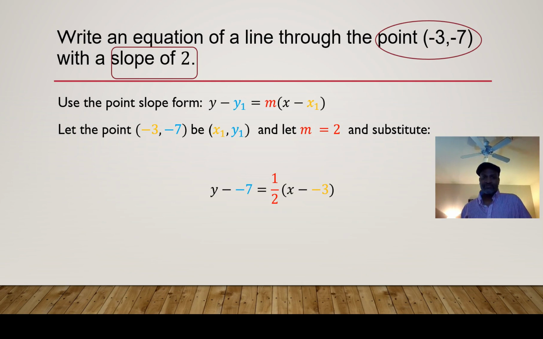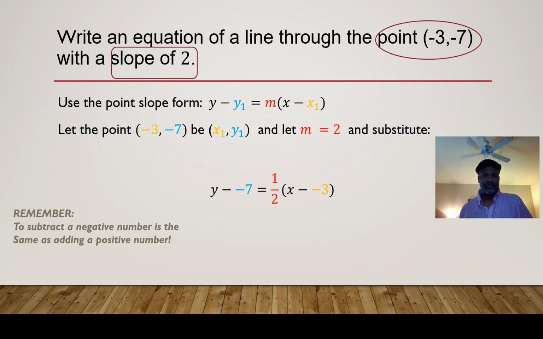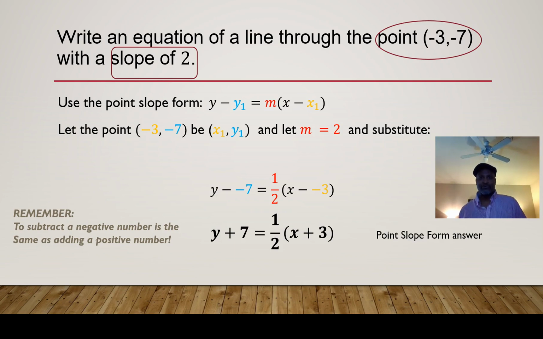So we need to simplify this, because whenever you see two negatives together like that, they're going to give you a positive number. To subtract a negative number is the same as adding a positive number. So y minus -7 is just going to be y plus 7. And then x minus -3 is going to be x plus 3, and you're done. That's the problem. That is the point slope equation of a line through the point (-3, -7) with a slope of 2.